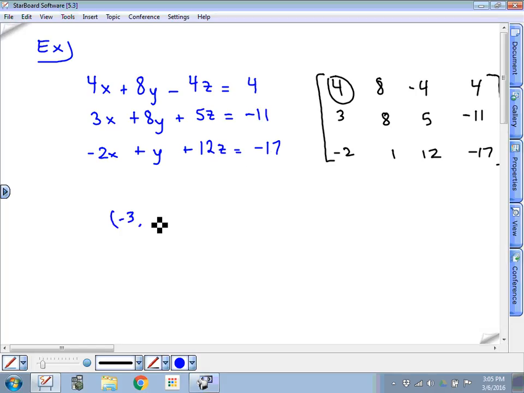Remember, the solution was negative 3, comma 1, comma negative 2. So 4 times negative 3, that makes negative 12, plus 8, plus another 8. 8 plus 8 is 16. 16 minus 12 equals 4, so it checks there. Middle equation, 3 times negative 3 is negative 9, plus 8, minus 10. Negative 9 plus 8 is negative 1. Negative 1 minus 10 is negative 11, so it checks there. And finally, negative 2 times negative 3 is 6. 6 plus 1 minus 24. 7 minus 24 is negative 17.